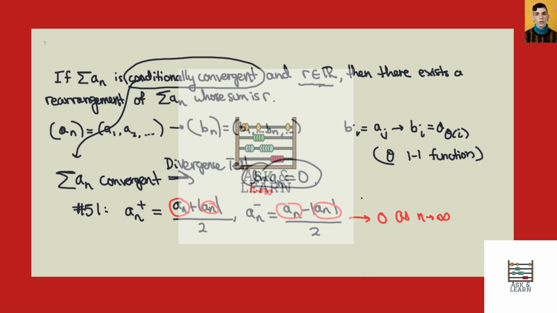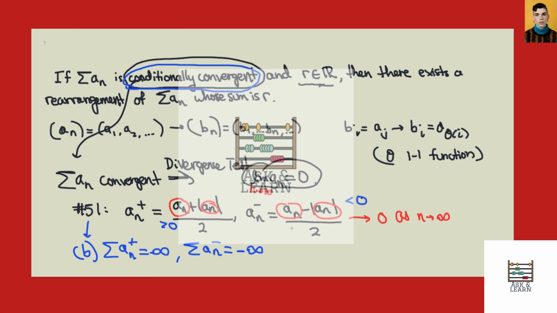And one more remark from number 51. If you go to part B of that problem, and assuming that the original is conditionally convergent, we could conclude that the positive part diverges to infinity, and that the negative part diverges to minus infinity. Okay, let's go on to the next page here.